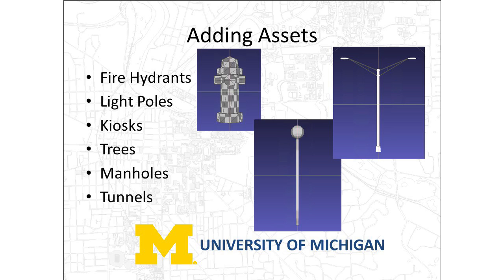So in adding assets, there are a number of different ways to add assets. As I mentioned, I brought in an OBJ file for the fire hydrant. Also bringing in OBJ files for the light poles. We've got a lot of light poles on campus that are globe, which makes it very nice and lucky for us. There's a couple of items that you have to take into consideration when you're bringing in OBJ files.